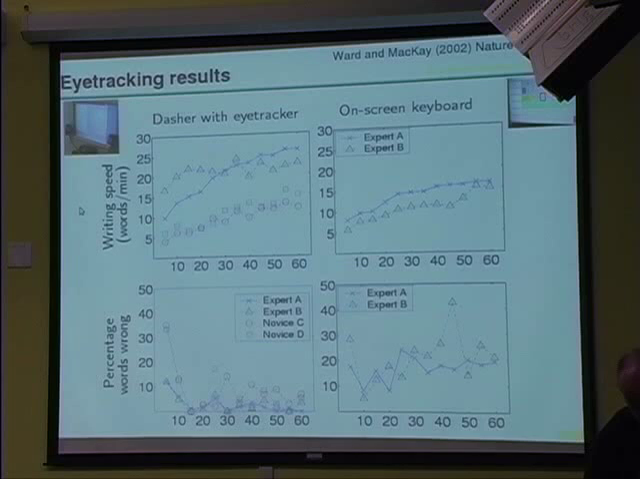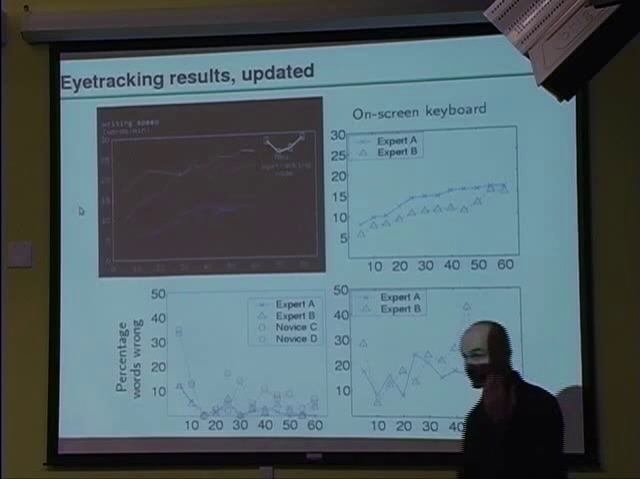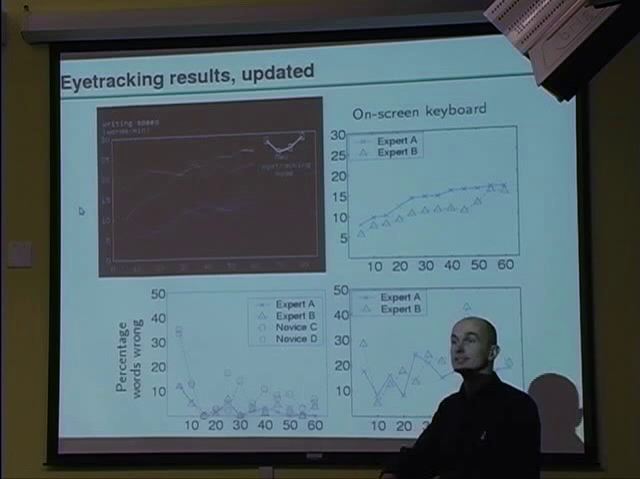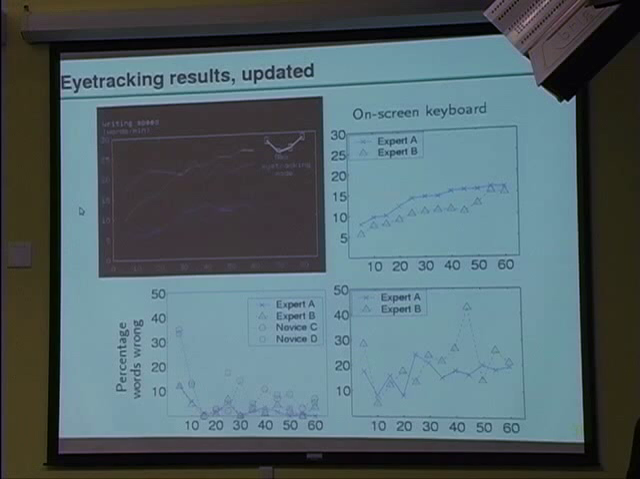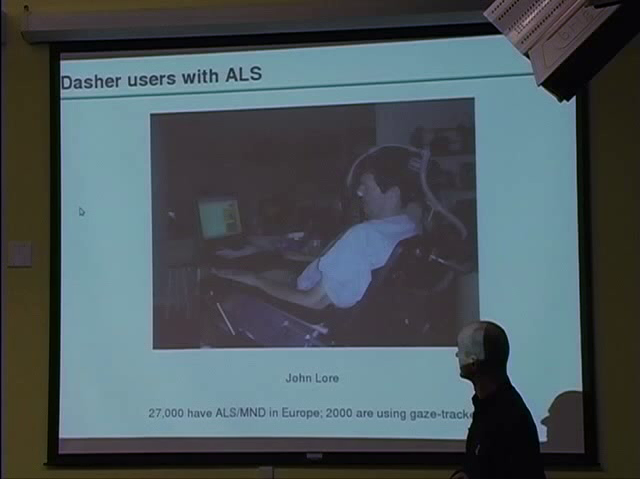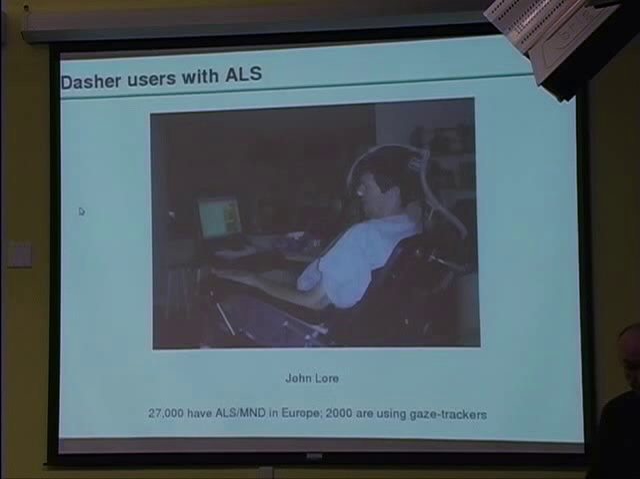We've since modified Dasher to work especially well with gaze trackers. The previous results were just using our off-the-shelf Dasher designed for use with a mouse. We made an eye-tracking mode, and the speed is now up almost to 30 words per minute. And this is in use by real people. Here's a chap called John Law, who's got motor neuron disease. He's using the same piece of hardware with Dasher, and I found this photo on the internet.